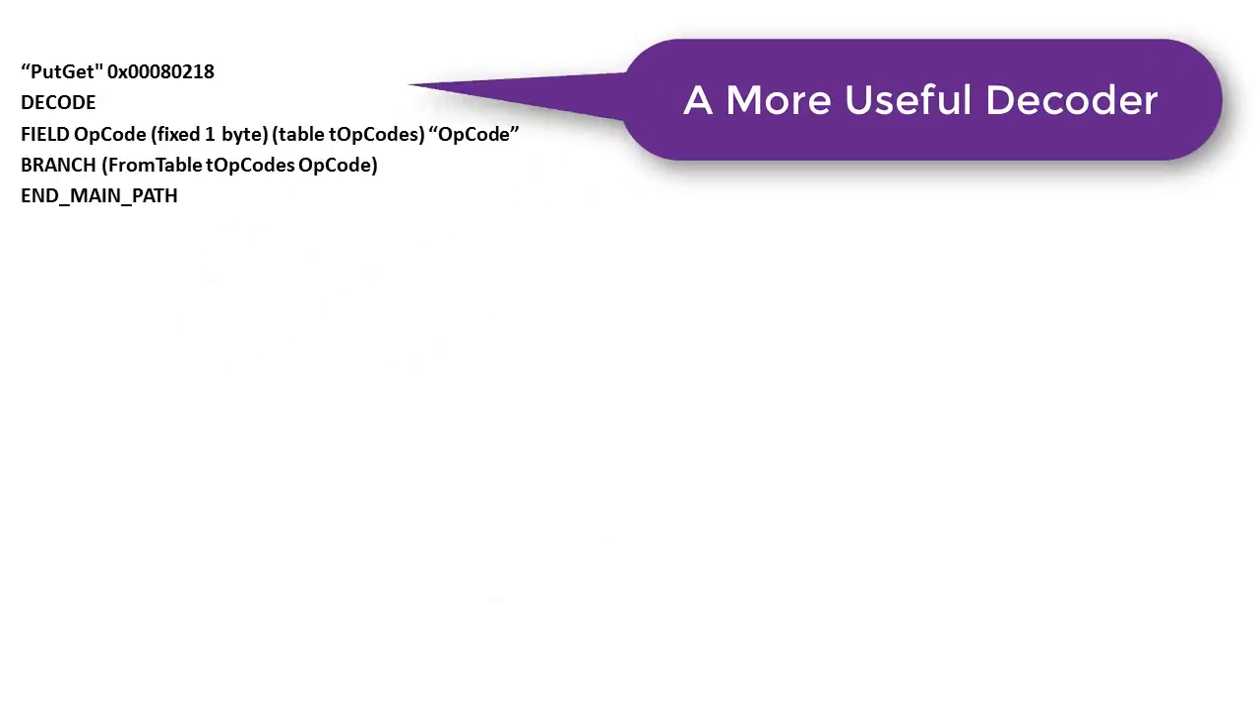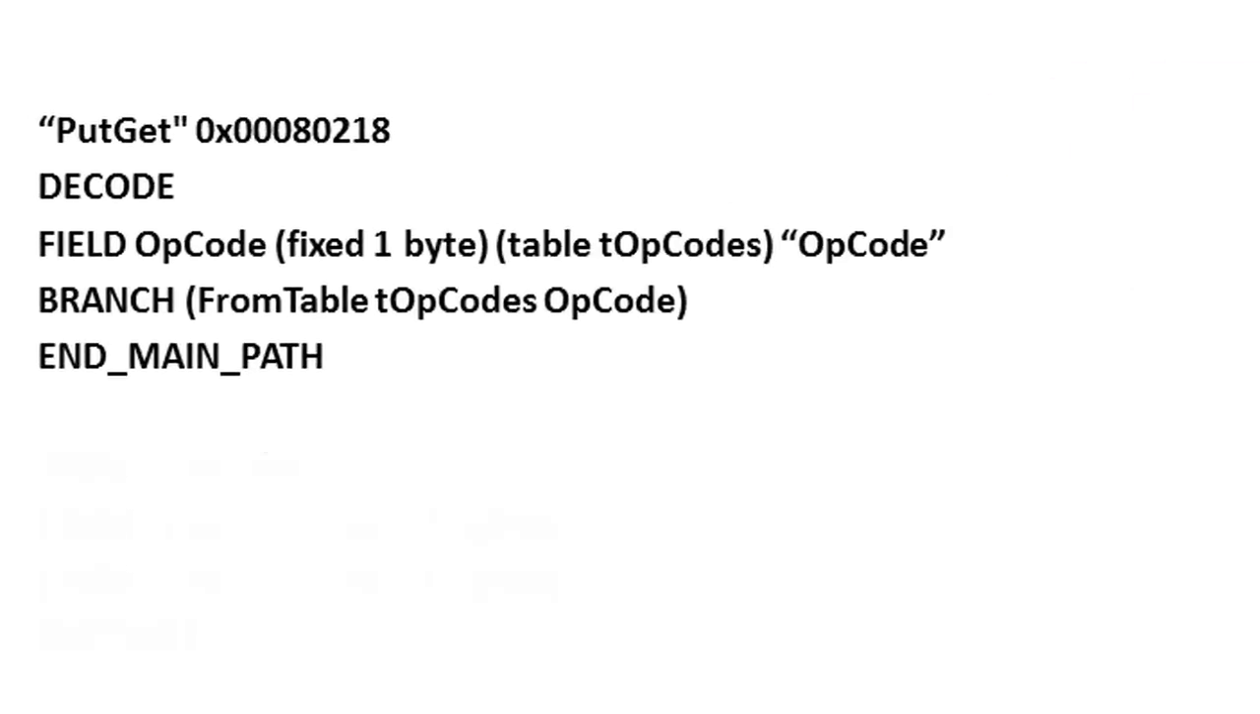Now let's make our decoder behave more like a real decoder. All of the code from our world's simplest decoder is there. We have a decoder name, putGet. We have a decoder ID. But the field statement has changed. The field name is now opcode.